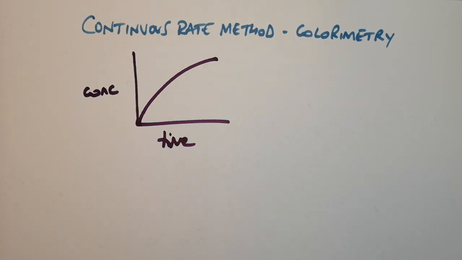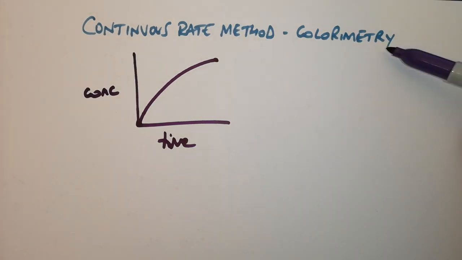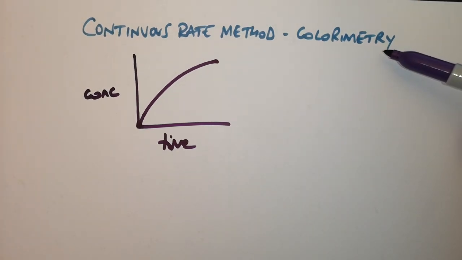In Year 13 though, we need to look at how we can do this with solutions. Solutions are a bit more tricky and they need a special piece of kit in most cases. Now what we can use is a colorimeter. A colorimeter is a piece of equipment that allows us to determine the intensity of a colour of a solution. So in order for this to work, we need to have a reaction that involves a coloured solution.